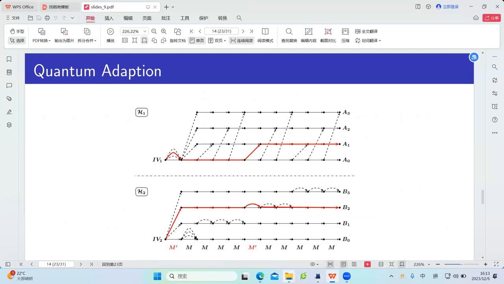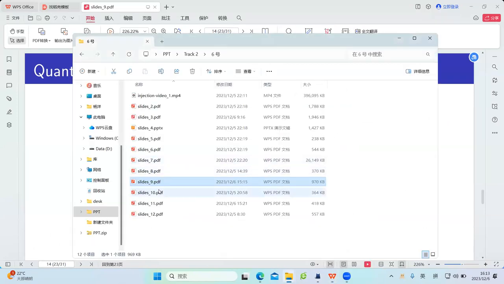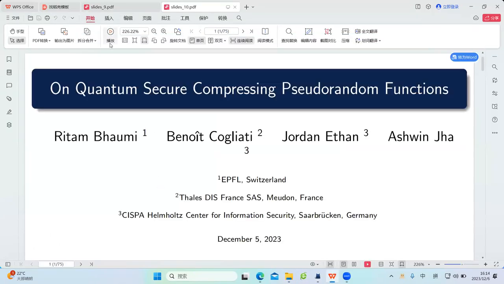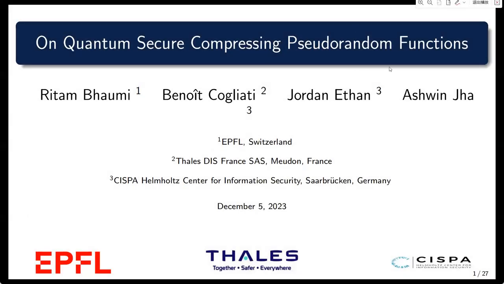Our next talk is titled Quantum Secure Compressing Pseudorandom Functions. The authors are Rehan Bumik, Donwa Koliaki, Jordan Essen, and Ashwanja. And Jordan will give the presentation. Thank you for the introduction.